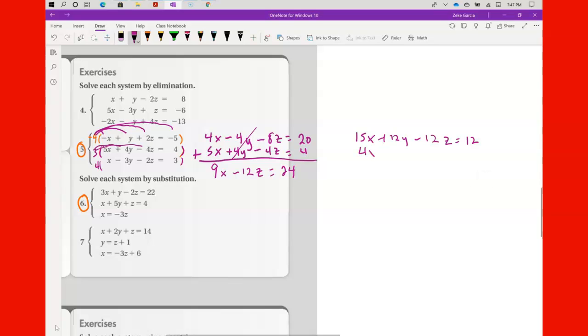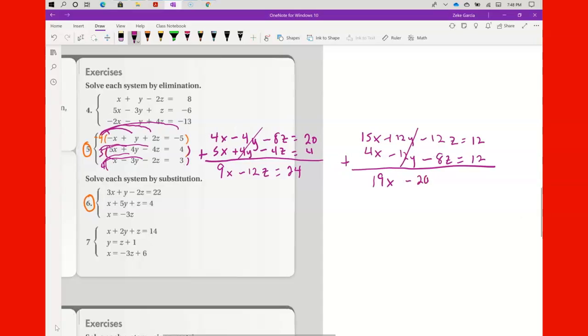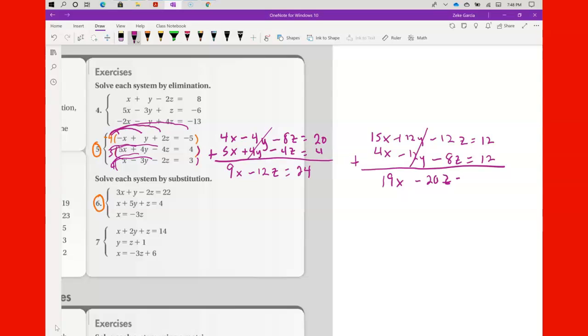And I have 4x because I'm multiplying 4 times x. And then 4 times negative 3 gives you negative 12y. 4 times negative 2 gives you negative 8z. And then 4 times 3 gives you 12. Combine both, and these cancel, so 15x plus 4x gives you 19x, negative 12z minus 8z gives you negative 20z, and then 12 plus 12 gives you 24.